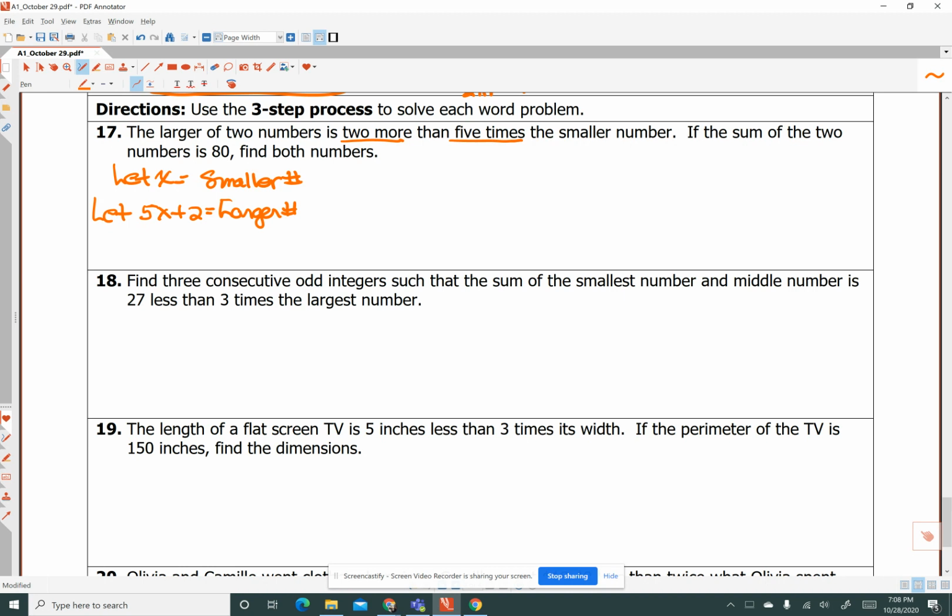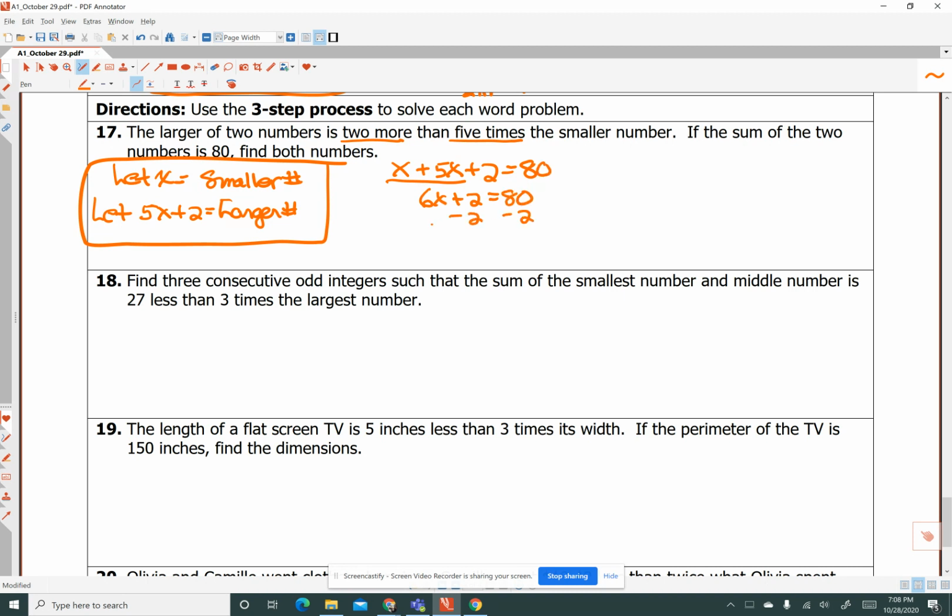And then the sum of those two numbers is 80. So on the left side of the equation, in my X box, I have x plus 5x plus 2 equals 80. Combine like terms: 1x plus 5x is 6x plus 2 equals 80.